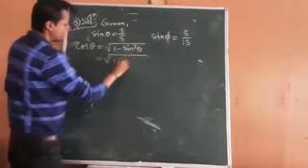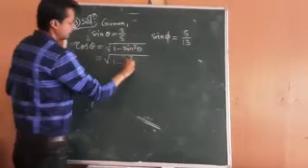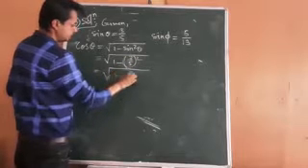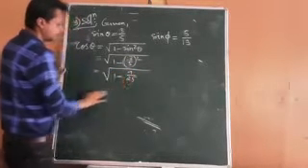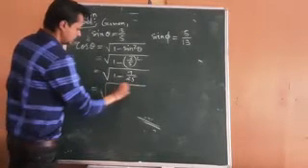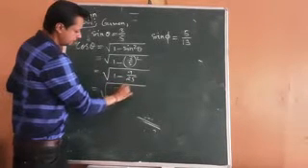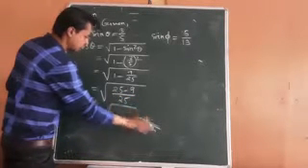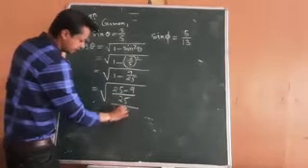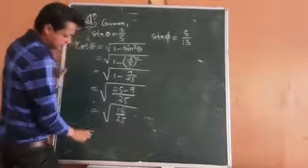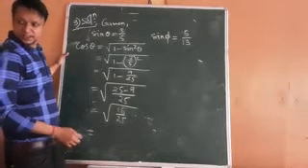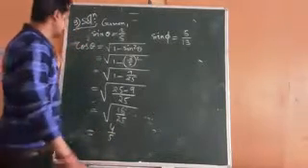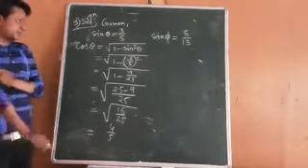So root over 1 minus sin theta value, 3 by 5 whole square. 1 minus 9 by 25. After taking LCM, 25 minus 9 by 25. So square root of 16 by 25. The square root of 16 is 4 and the square root of 25 is 5. So cos theta value is 4 by 5.